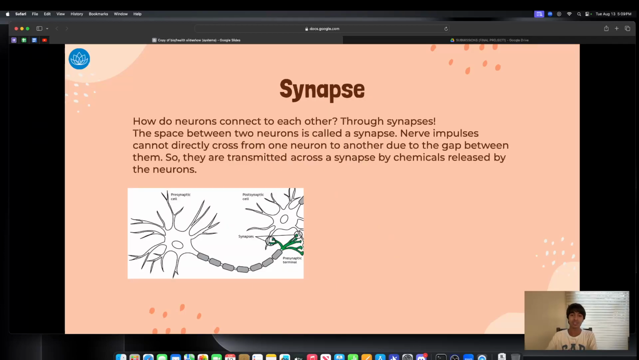So how do neurons connect to each other? Through synapses. The space between two neurons is called a synapse. Nerve impulses cannot directly cross from one neuron to another due to the gap between them. So they are transmitted through a synapse by chemicals released in the neurons. So you can see these are the synapses, right?